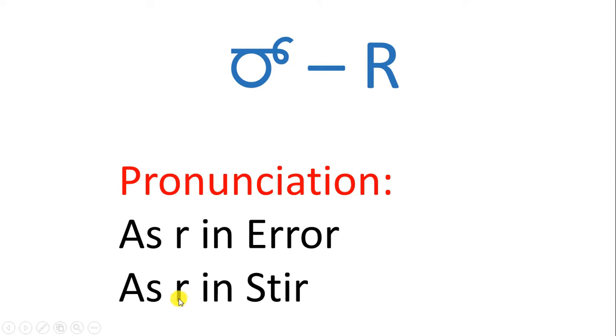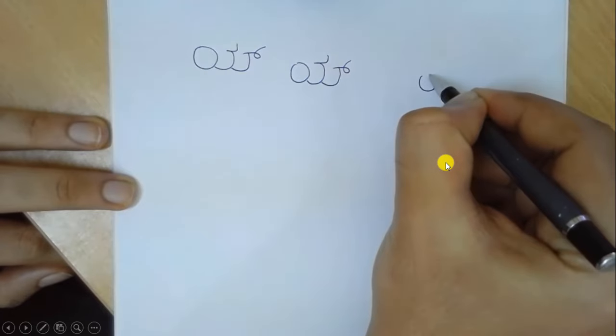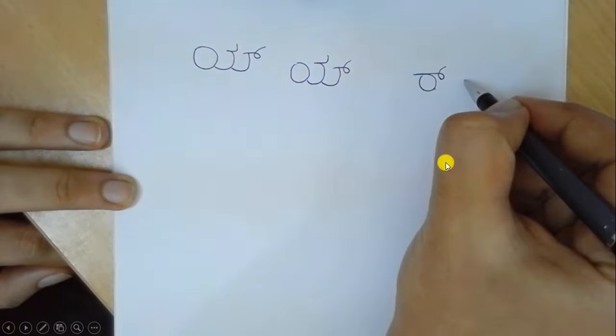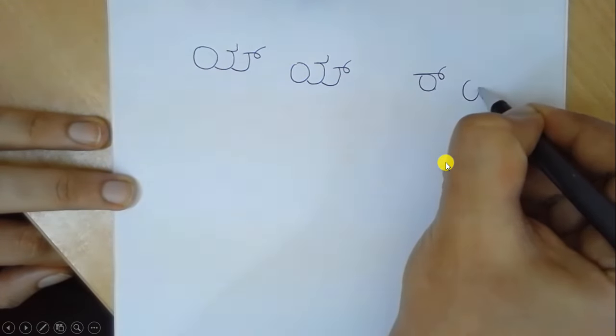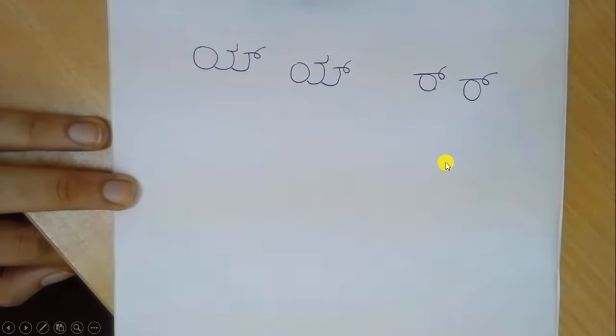It is also pronounced as r in stir. Stir without S, T and I would sound like r. And that is how you pronounce this root consonant. Now let us see how to write it. It is very simple to write: a circle and a horizontal line and an extension at the end. This is how you write the root consonant R.